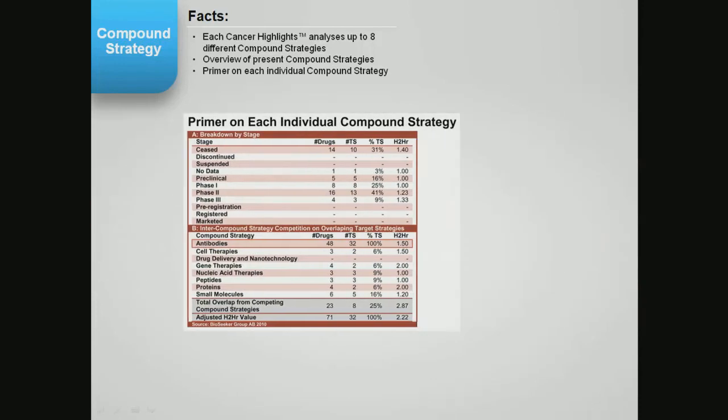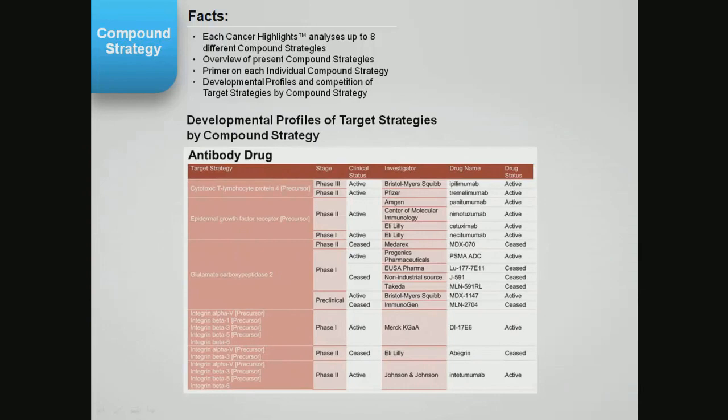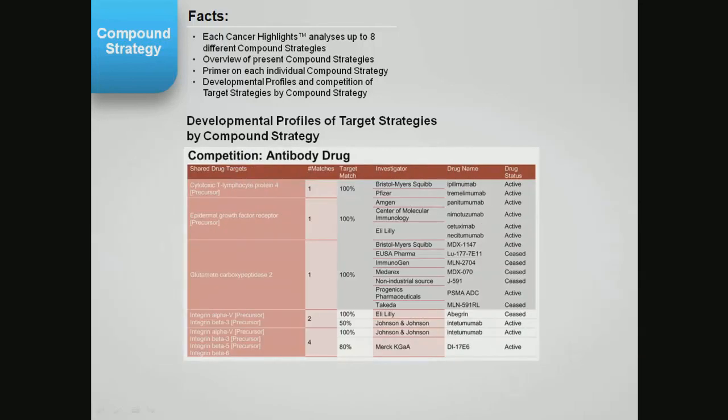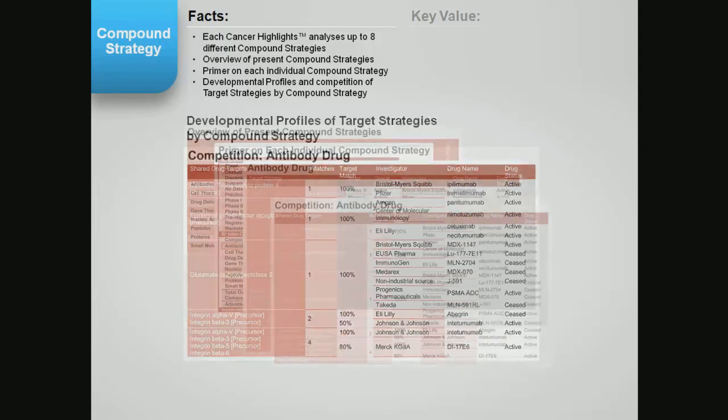When you further assess any of these compound strategies, in this case antibodies, you start with a primer, which breaks down the number of drugs, target strategies, and competition both internally and in relation to other compound strategies. Then developmental profiles of each target strategy which belong to a certain compound strategy are presented, followed by drug target strategy competition among drugs of the same compound strategy.